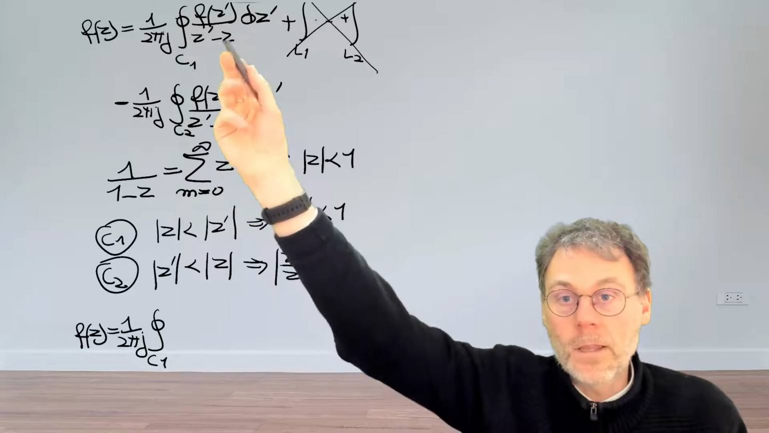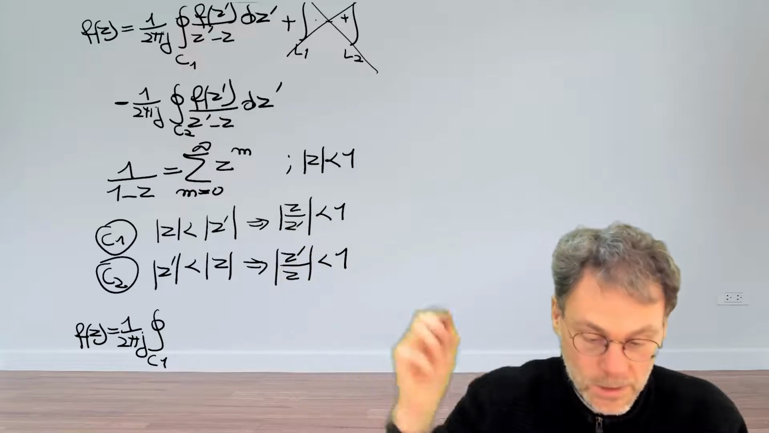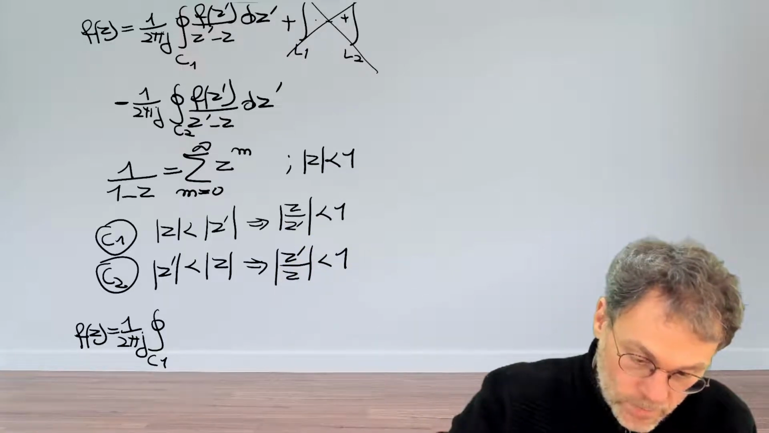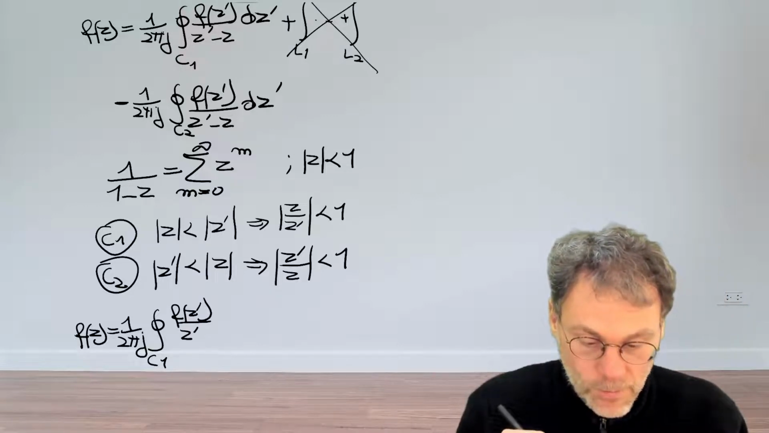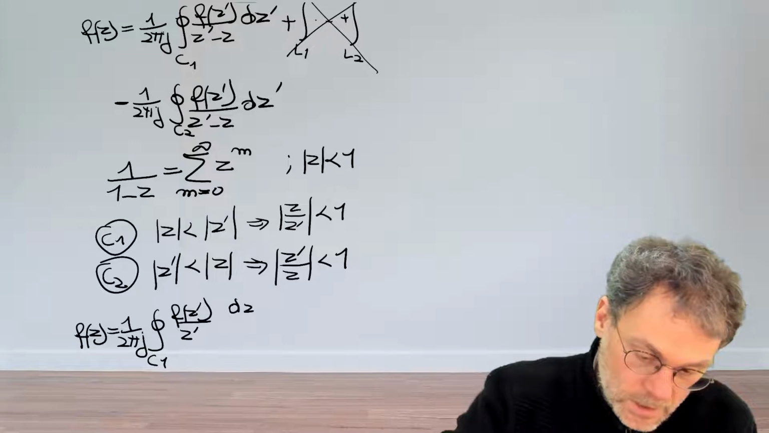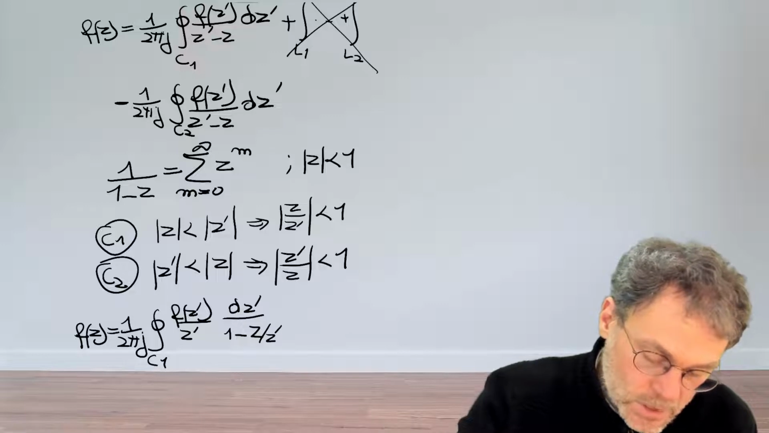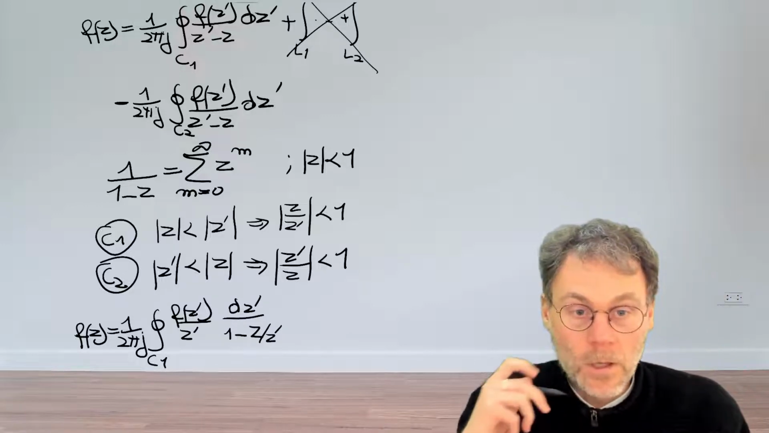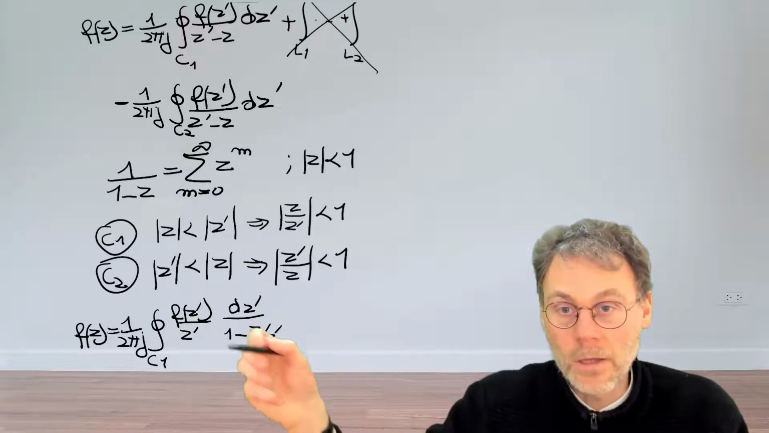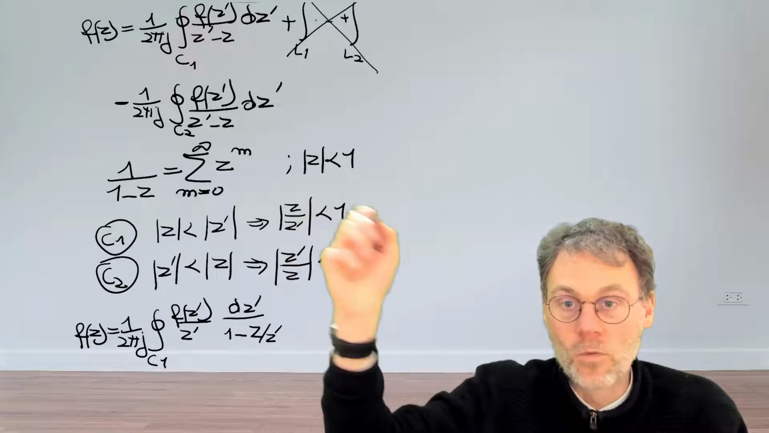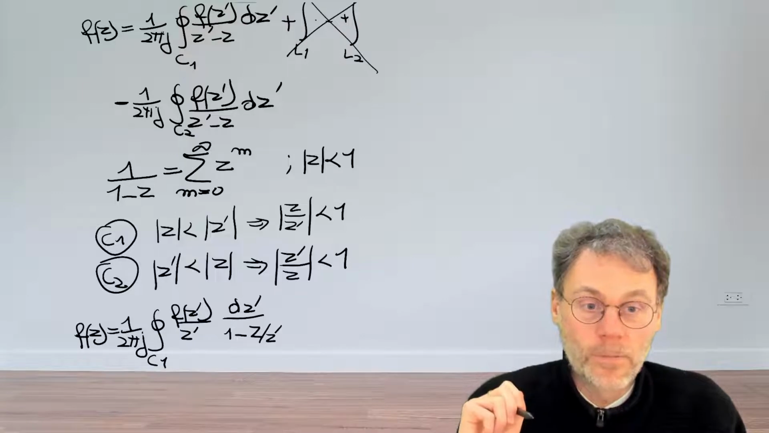So this expression over here, I'm going to divide both numerator and denominator by z prime. So this is going to give us f of z prime divided by z prime, and then we have dz prime over 1 minus z over z prime. Okay. So now that's good news, because now indeed we have 1 over 1 minus something, and that something is smaller than 1. So in the next step, we can indeed let this series expansion loose on this particular term.